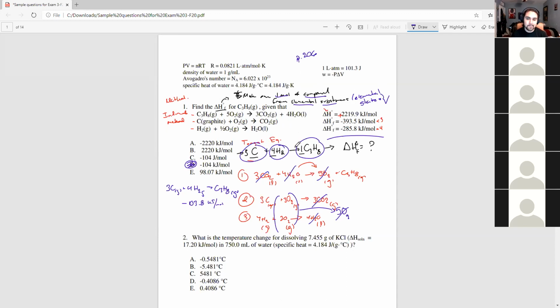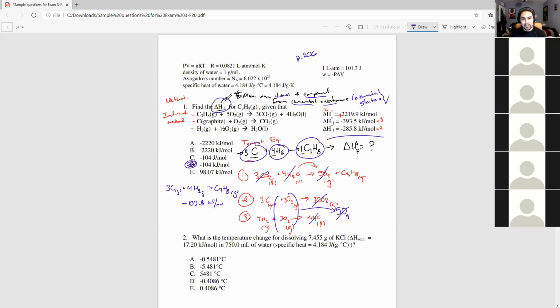Diego, on the test, are they most likely going to make us write our own target equation, or are they going to give it to us? I can't guarantee that. I don't know how Dr. Saupe is doing the test. If he's giving you these types of problems as examples, it's possible he may, but I can't guarantee it. So if they don't, just do what you just did.